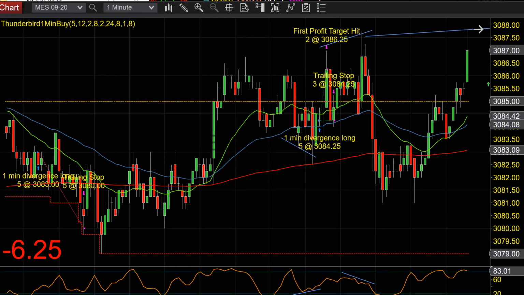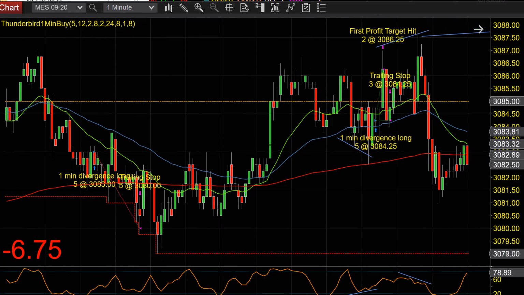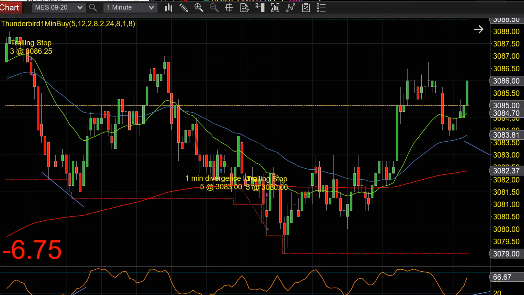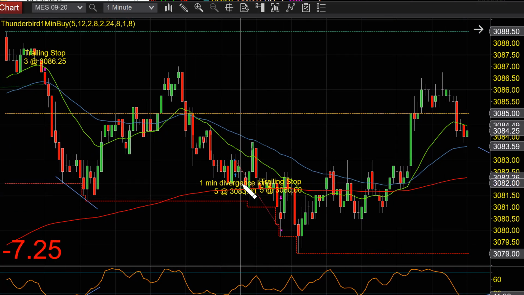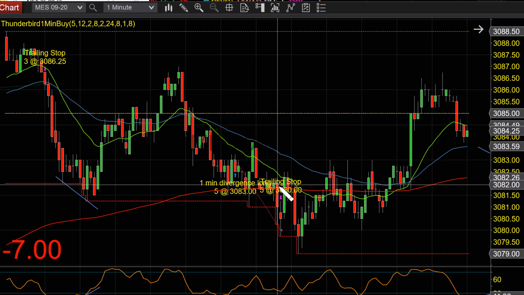So let's just go back and take a look at some of the setups, and you'll see these. I just want to point that out here. And again, here we have one overnight. It popped and then dropped and actually got the trailing stop, and it did not work out in that case.